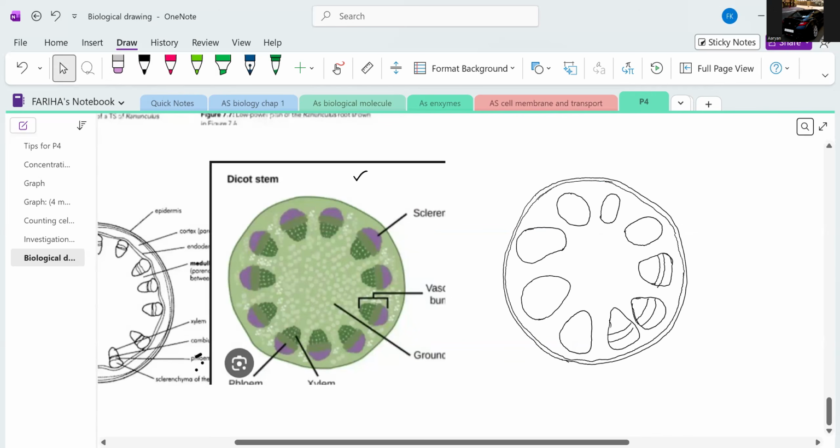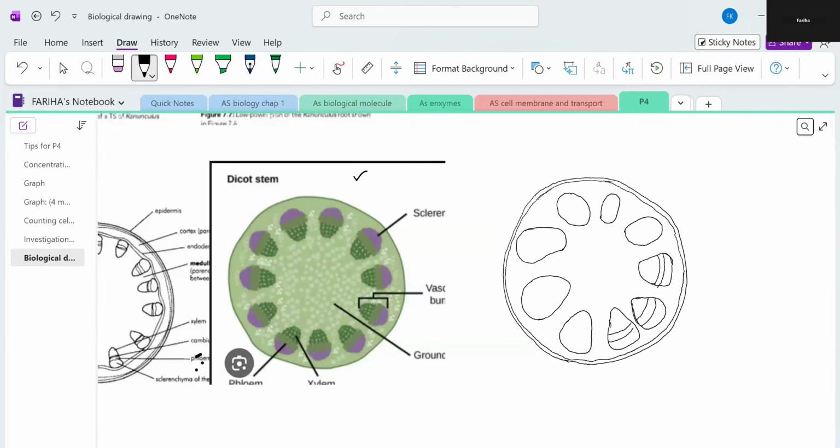So let's suppose the examiner asks you to label the vascular bundle, or label the xylem and phloem in the vascular bundles. How are you going to label it? This part is what? It is phloem. And what is this region? This region is xylem. And what is this? This is epidermis. Is this clear?